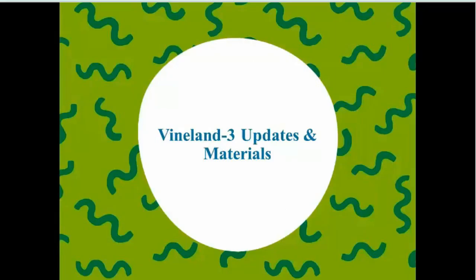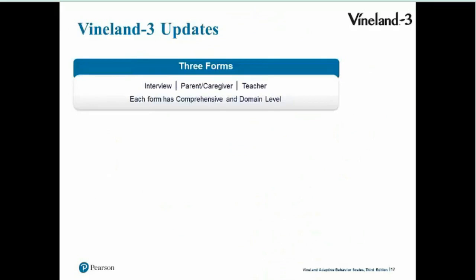Let's have a look at some Vineland 3 updates, including the new materials. There are now 3 different types of forms in the Vineland 3, which are an interview form, a parent-caregiver questionnaire, and a teacher questionnaire. We've removed the words rating, survey, and expanded. Each of these 3 types of forms has a short and a long form, which is called the comprehensive form, which is the long form, and the domain form, which is the shorter form.